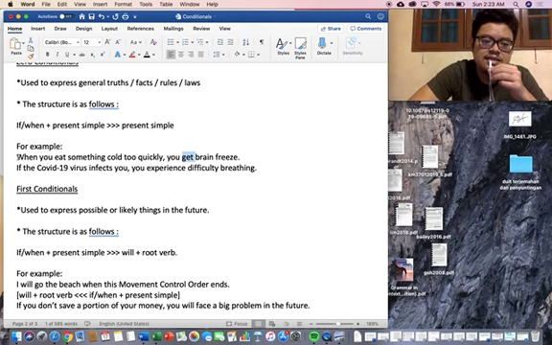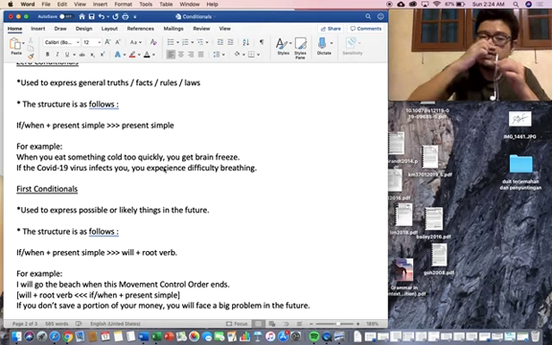And if you look at the sentence, it is talking about facts, right? What would happen if you eat something too cold too quickly? So this is talking about the phenomena of brain freeze, right? And the second example, if the COVID-19 virus infects you, you experience difficulty breathing, right? So the verb infects, present simple, right? You experience difficulty breathing, present simple. The conditional clause, you are infected with COVID-19, and the result, the consequence, you experience difficulty breathing.